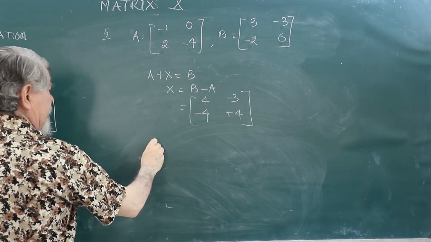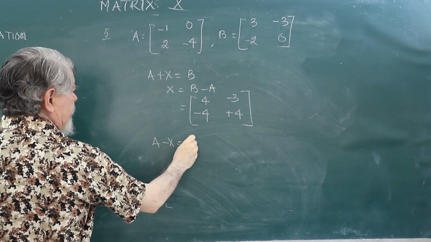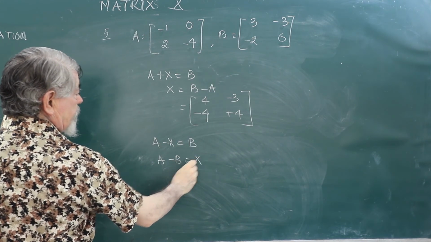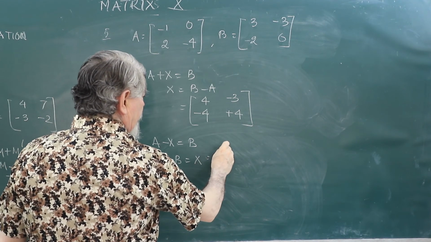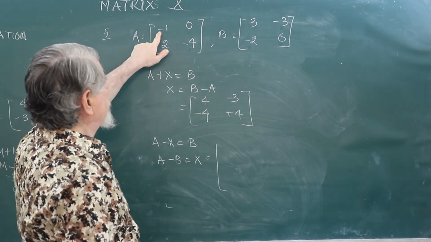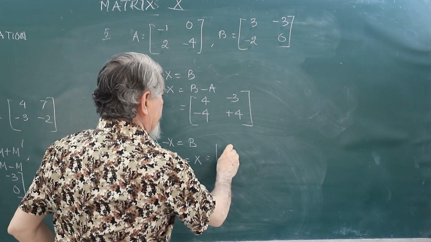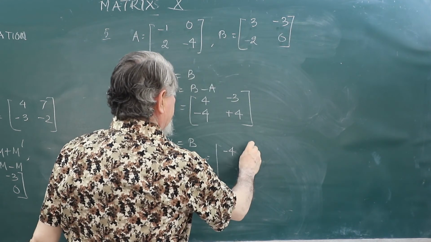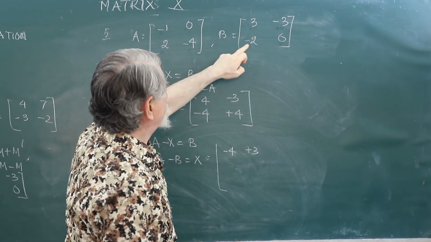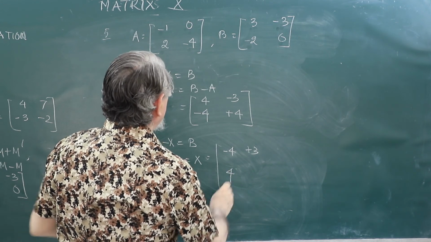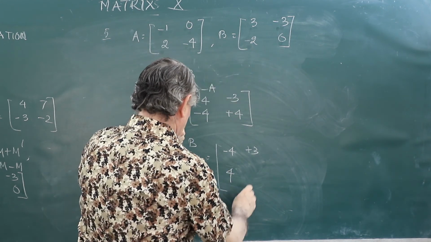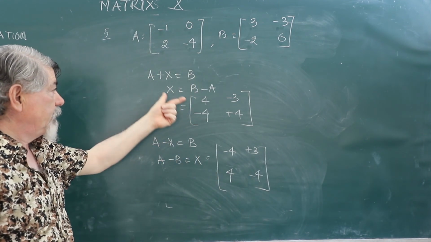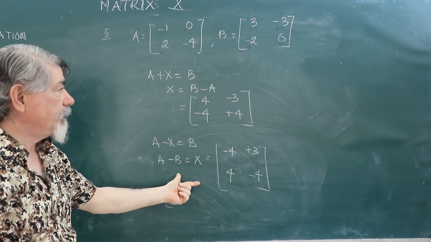And A minus X is equal to B means A minus B is equal to X. So from A you subtract the element of B. Minus 1 minus 3 is minus 4. 0 minus minus will become plus 3. 2 minus minus will become 4. Minus 4 minus 0 will become minus 4. So it is X here and X here.